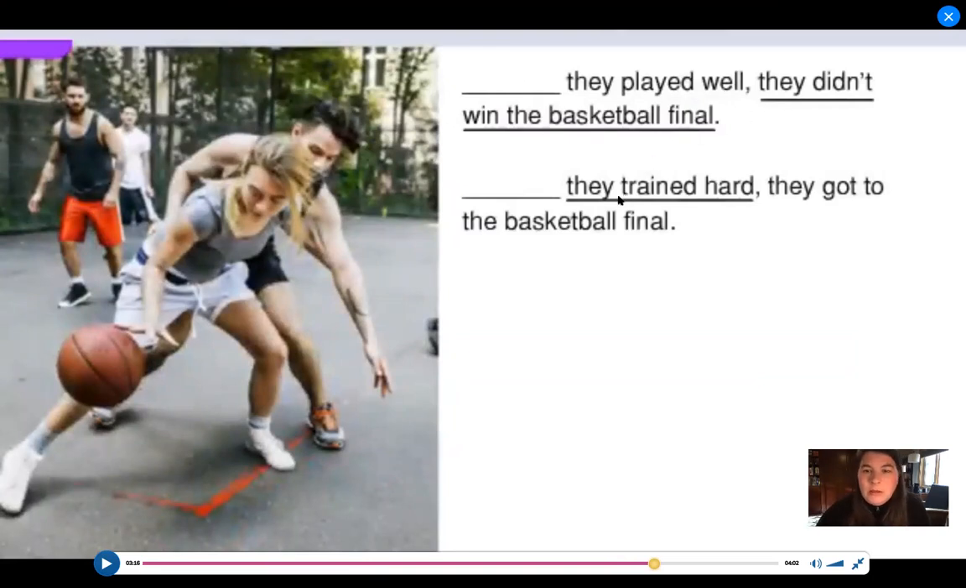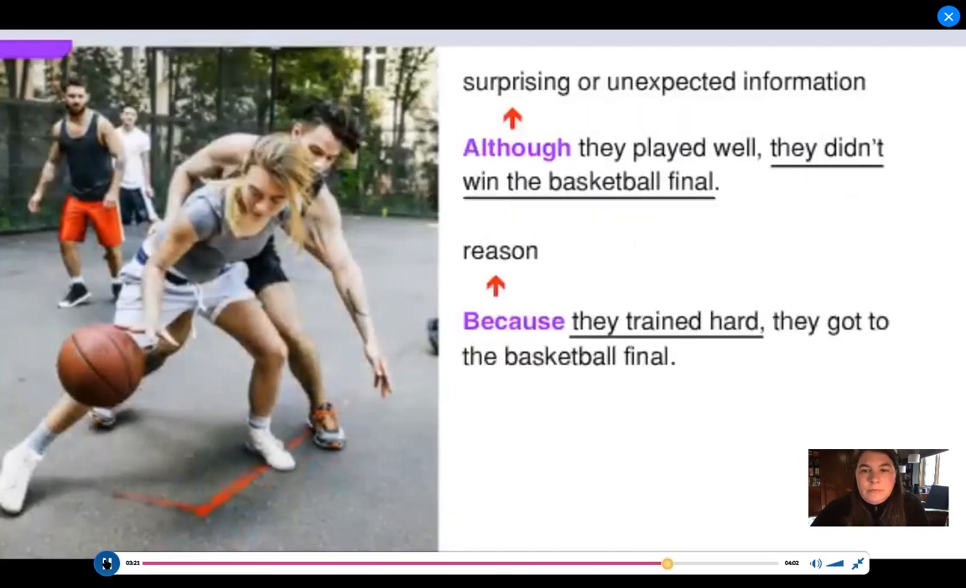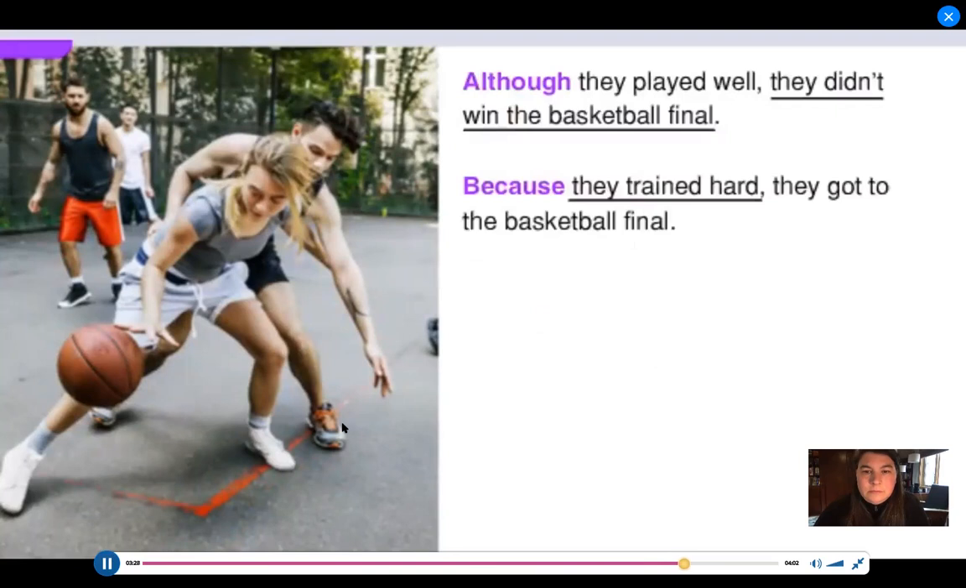And here, they trained hard and they got to the basketball final. Why did they get to the basketball championship? Because they trained hard. That shows two positive statements. Although they played well, they didn't win the basketball final. And see here, not winning is surprising because they played well, right? Because they trained hard, they got to the basketball final.